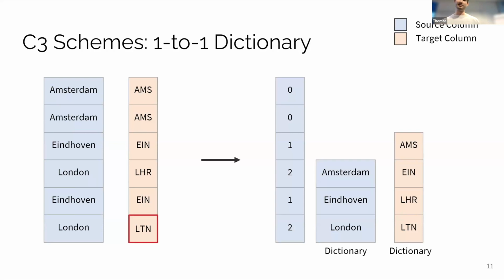For the exceptions, we have to store the index where it occurs. And in this case, we store the code, this number 3, to retrieve the correct value from the dictionary. So Luton is in position 3. So again, here we leave the dictionaries themselves uncompressed and the exceptions as well. And the codes for the source column are bit packed.